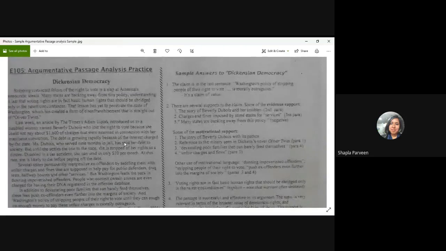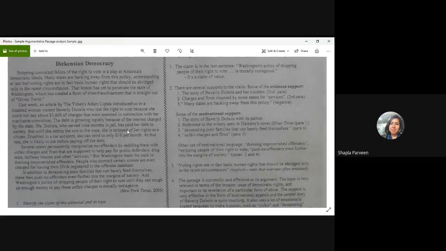So here the answers are given. The claim is the last sentence: Washington's policy of stripping people of their right to vote... Okay, and then there's some information missing, so an ellipsis mark has been used... is morally outrageous. And what type of claim is it? When you use strong language like that, morally outrageous, what type of claim? A claim of value. It's a claim of value, right?